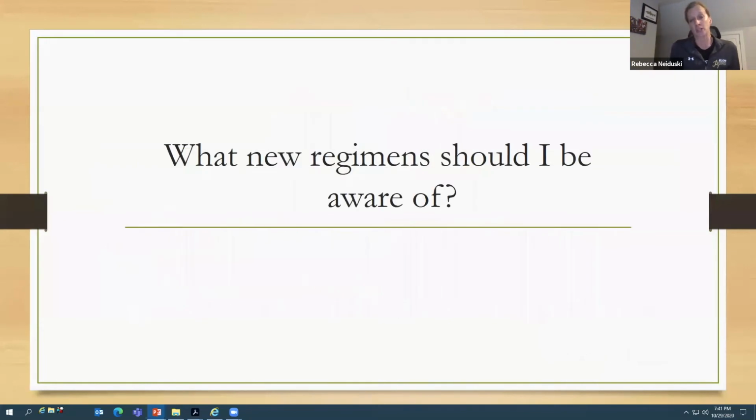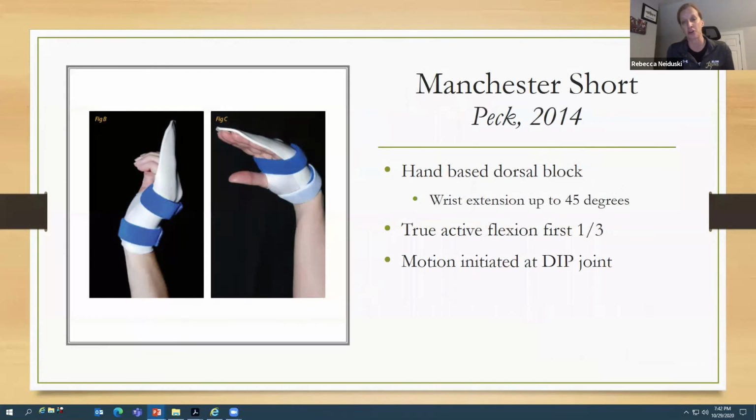And so our final question is, what new regimens should I be aware of? So as you're thinking about therapy, certainly the old-fashioned regimens like Duran and Hauser and Kleinert, those are really outdated at this point, and there's much more progressive opportunities for us to achieve much better outcomes after flexor tendon repair. And so next slide, please. I'm going to show you 3 of those that are very current.